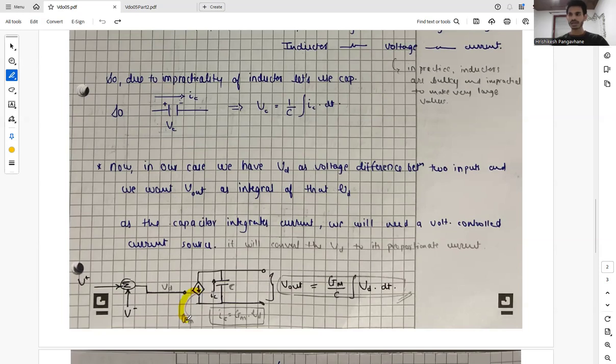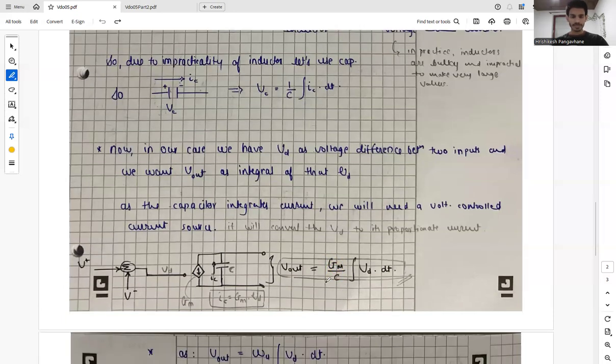voltage controlled current source is GM, and when we use a capacitor C, the current generated, which is basically VD times GM, is passed through the capacitor C. Basically we have IC, and the value of IC is given by VD GM. When we integrate this value, since GM is a constant, V out will be nothing but GM divided by C times the integral of VD dt.